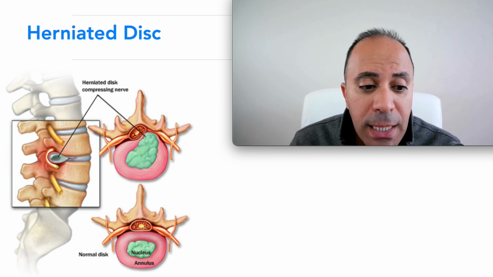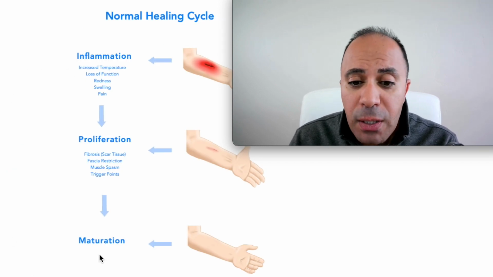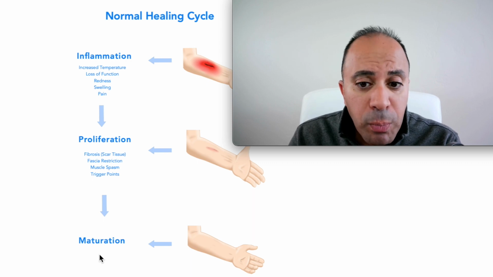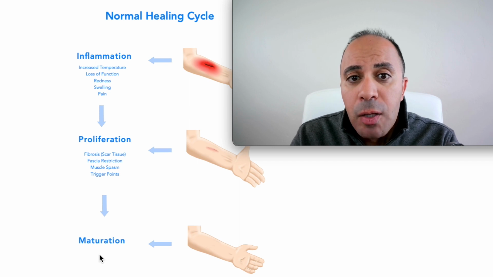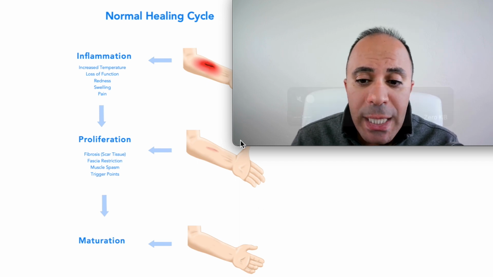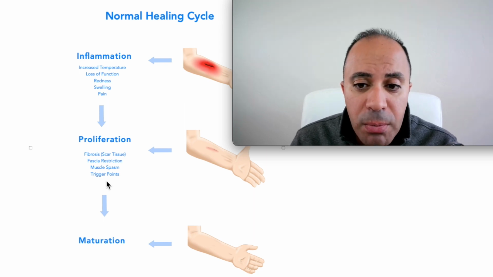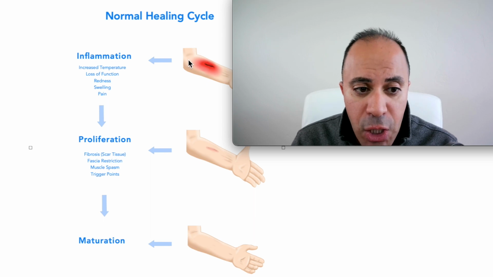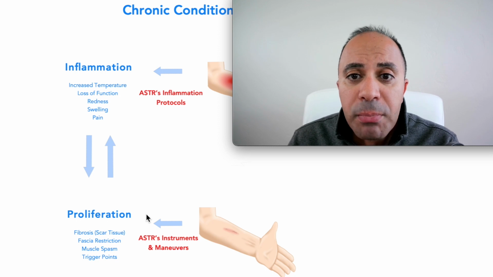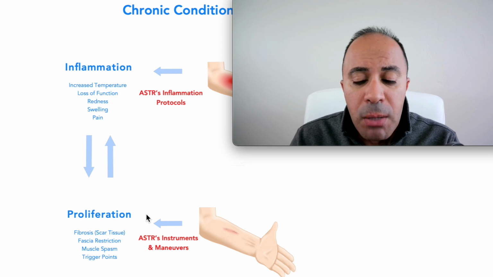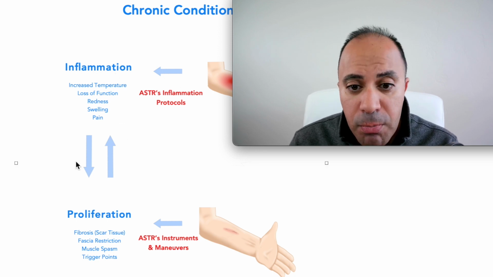This is a very tiny space, and it can't tolerate any inflammation or scarring or fascia restriction that causes the vertebra to compress on the nerve. So in the perfect scenario, during the maturation stage, the body should clear up everything from the proliferation stage: the scar tissue, the fascia restriction, the trigger points, and clear up the inflammation. So if you have chronic cervical radiculopathy, that could be a sign you have inflammation and proliferation, and your body is going through that vicious cycle of inflammation and proliferation.